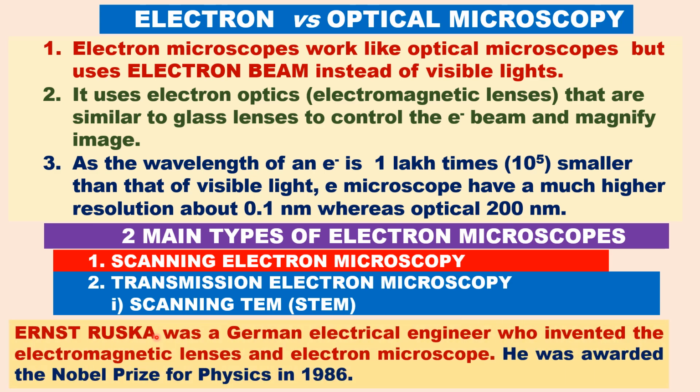The electron microscope was invented by Ernst Ruska. He was a German electrical engineer who invented electron optics, electromagnetic lenses, and hence the electron microscope. He was awarded the Nobel Prize in Physics in the year 1986.